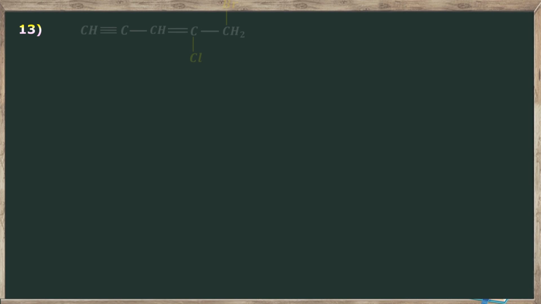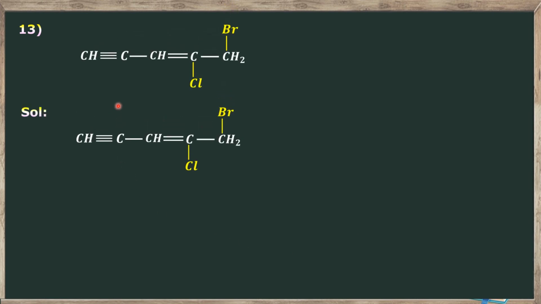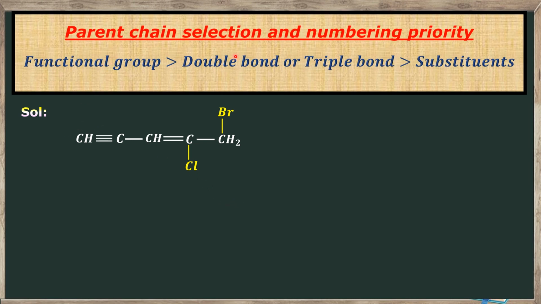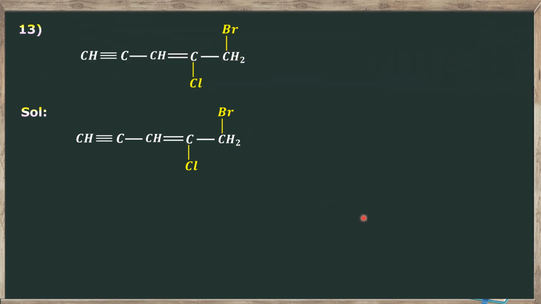Next, problem number 13. Solution. In this parent chain, you see this one is the parent chain. It contains 1 triple bond and 1 double bond, 2 substituents, bromine and chlorine. Okay. So while numbering the parent chain, we have to use this priority order. So I will number this parent chain from left to right and from right to left. Later I will decide which way of numbering is correct.